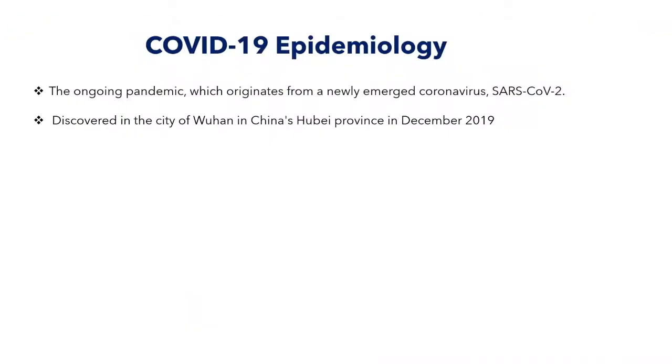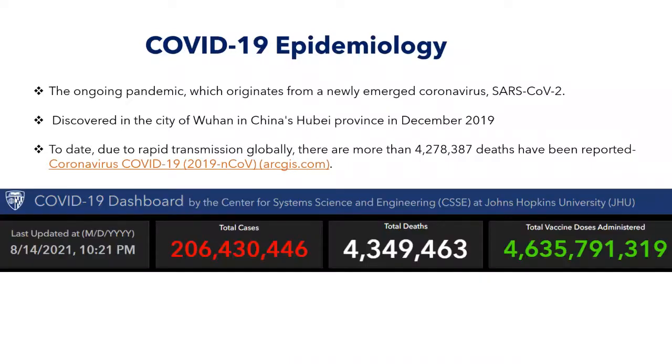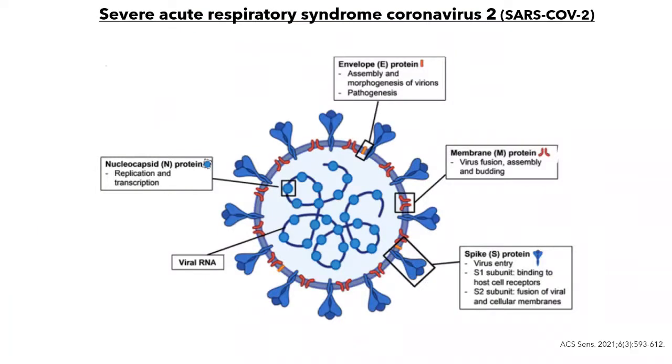The ongoing pandemic COVID-19 is caused by severe acute respiratory syndrome coronavirus 2 that first appeared in Wuhan, China in late 2019. To date, due to rapid transmission globally, more than 4 million deaths have been reported. The COVID-19 unprecedented crisis led to a worldwide effort to rapidly characterize the immunobiology of SARS-CoV-2. Severe acute respiratory syndrome coronavirus 2 is the virus that causes COVID-19.